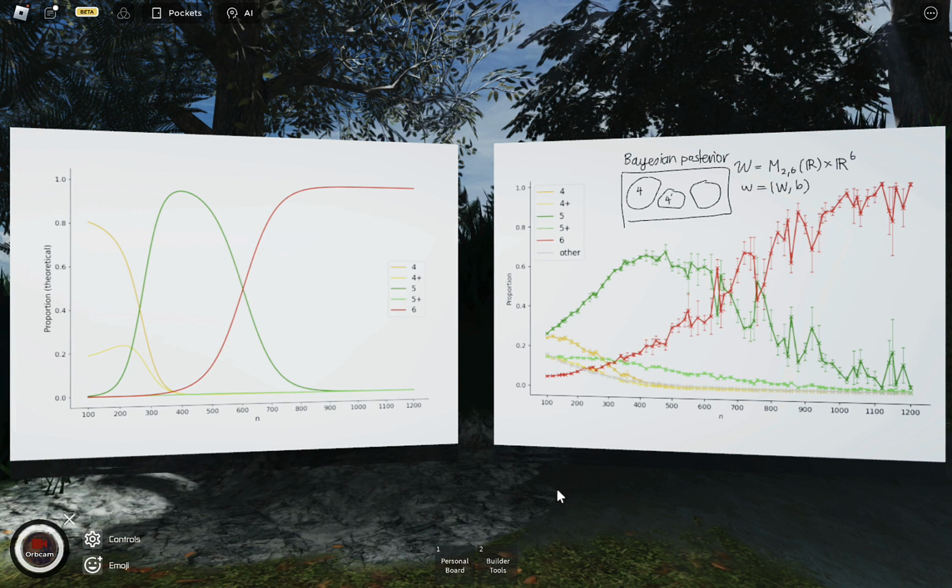So if you partition parameter space in a certain way, here are 4-gons, here are what we call 4-plus-gons, here are 5-gons, here are 6-gons. I'm not saying yet what 4-gons or 4-plus-gons or 5-plus-gons exactly are, but some particular kind of critical point.